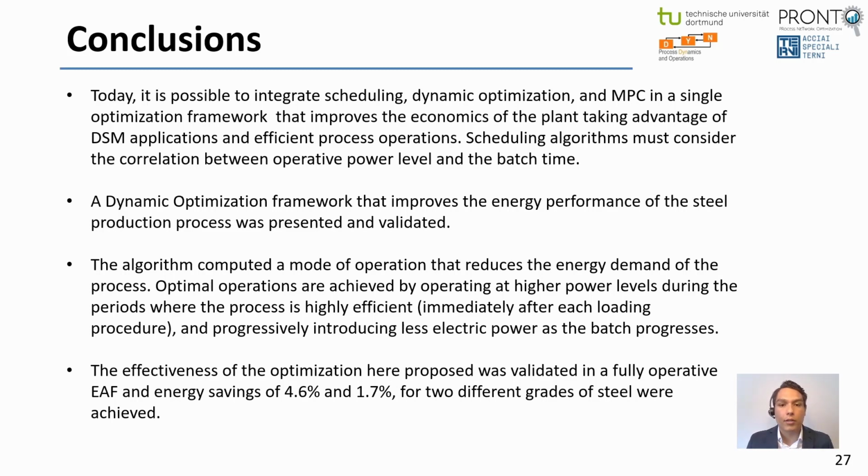The algorithm computed a mode of operation that reduces the energy demand of the process. Optimal operations were achieved by operating at high power levels immediately after one charge of the furnace was done, and by reducing progressively the power level as the batch progresses. The effectiveness of the optimization here proposed was validated in a fully electric arc furnace, and energy savings of 4.6% and 1.7% for two different grades of steel were achieved.